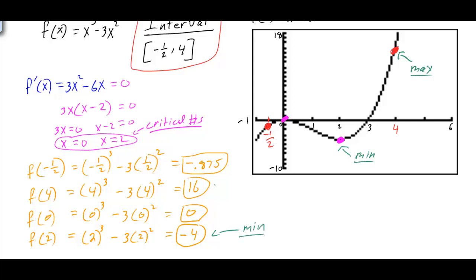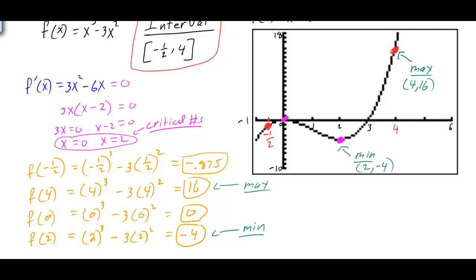And our largest number is 16, so that's going to be our max. And that corresponds to the points we found over here: our max is going to occur when x is 4, the y value is 16, and our minimum here is going to occur when our x value is 2, our y value is a negative 4.